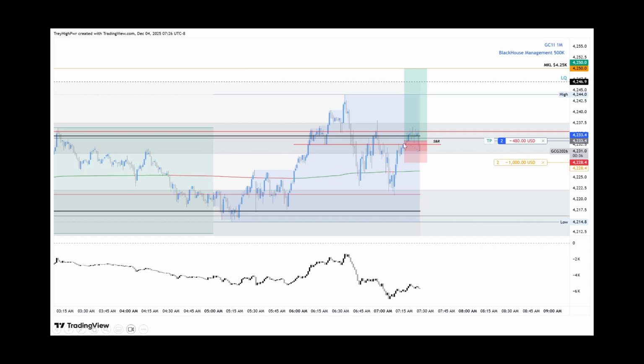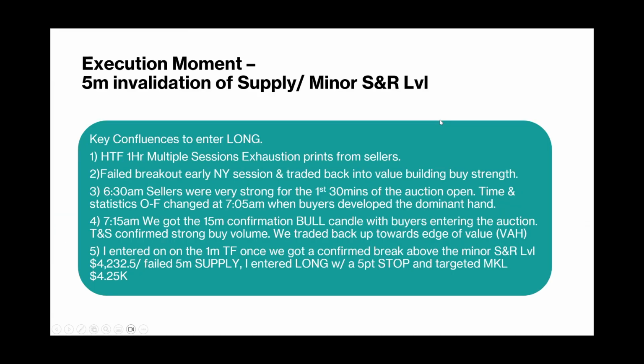So we came up. All right, I entered once we had a small reaction. So buyers became very aggressive. We pushed price up into the level of support. We had a small reaction down, and then we reclaimed back above. I entered. We had a small reaction out, and then we just had a small reaction back down, basically retesting this level. Okay, now the execution moment, the 5-minute invalidation of supply / minor support and resistance level.